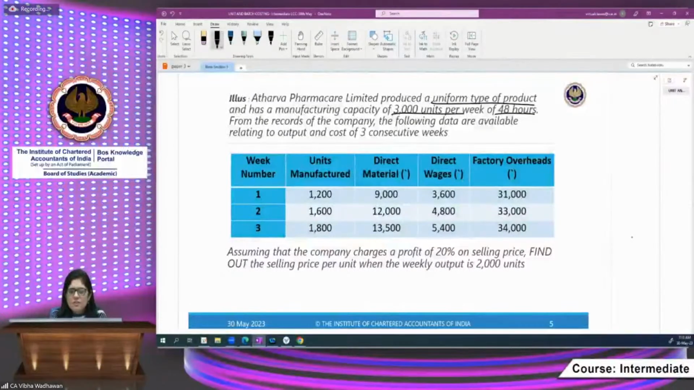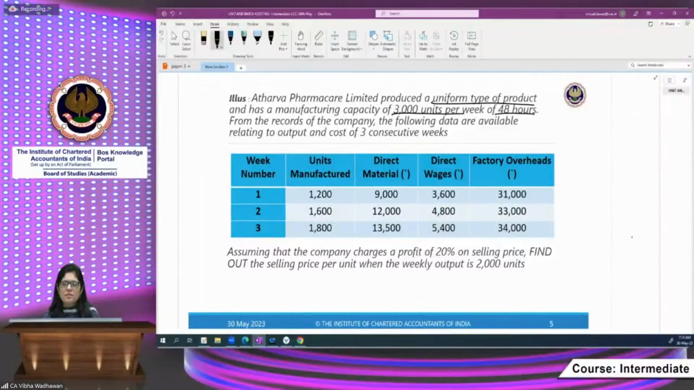From the records, the following data are available relating to output and cost of 3 consecutive weeks. Consecutive means one after another. So week 1, week 2, and week 3. We have the units manufactured, the direct material, direct wages, and factory overhead.